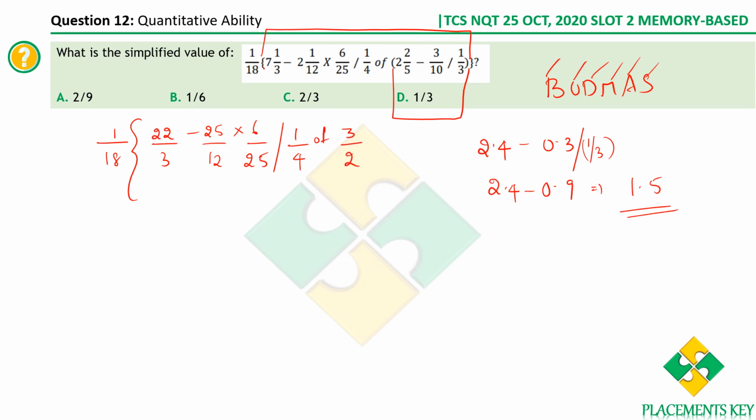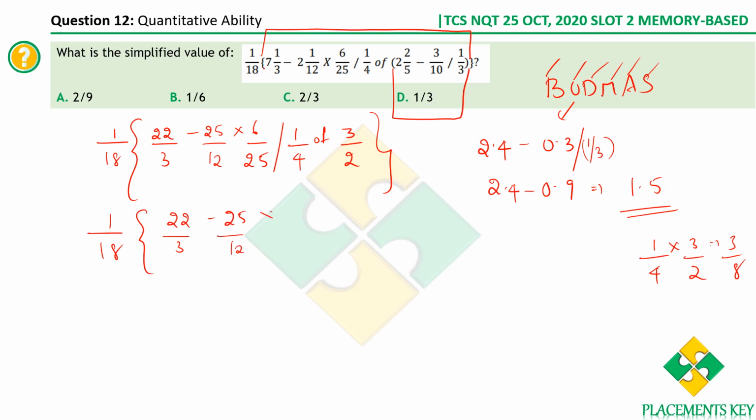We know that within this big bracket, the small bracket is done now. Within this big bracket, again 'of' takes precedence over everything. So therefore we are computing 'of' first. 1 by 4 of 3 by 2, that's what we shall compute, and then we shall divide. So what is 1 by 4 of 3 by 2? I'm writing it separately. 1 by 4 of 3 by 2, we get it as 3 by 8. So let's substitute that. What do we get? 1 by 18 into 22 by 3 minus 25 by 12 into 6 by 25 divided by 3 by 8.